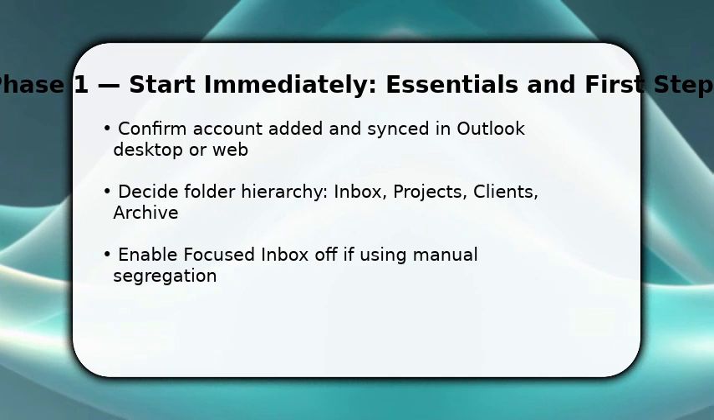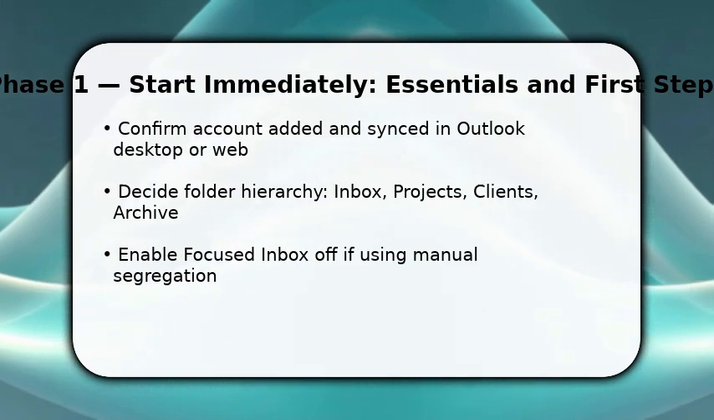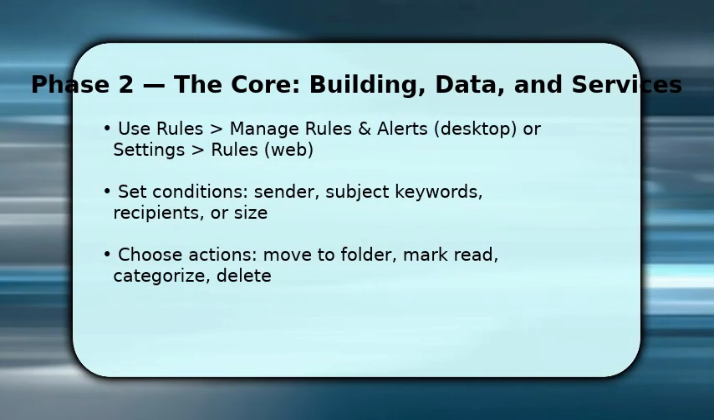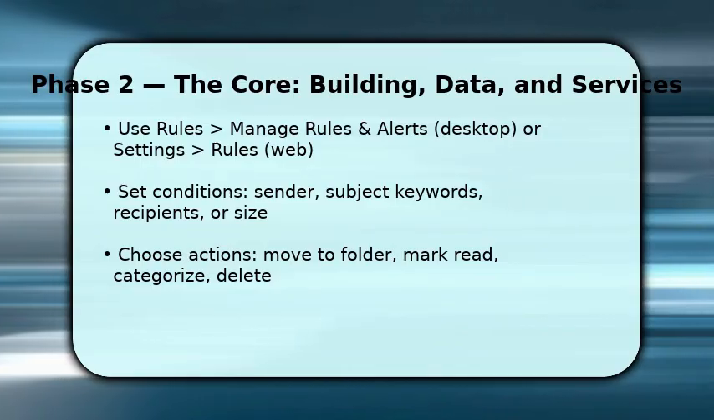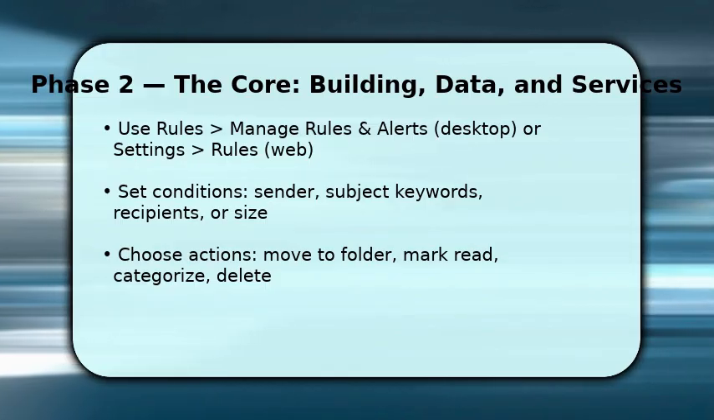Now you create rules to automate segregation. In Desktop, choose Rules, Manage Rules and Alerts. On Web, go to Settings, Rules. Pick a clear condition, such as specific sender, domain, or subject keywords, because precise filters reduce false positives. Then choose the action: move to Folder, Categorize, or Mark as Read.